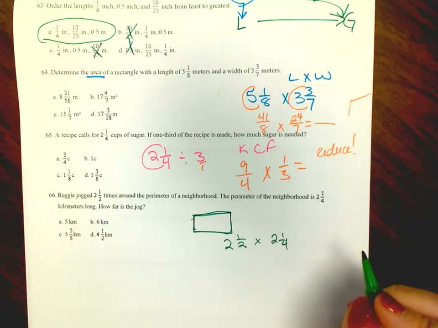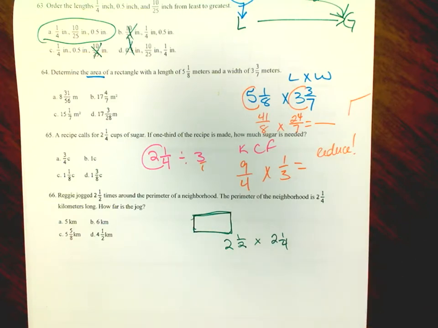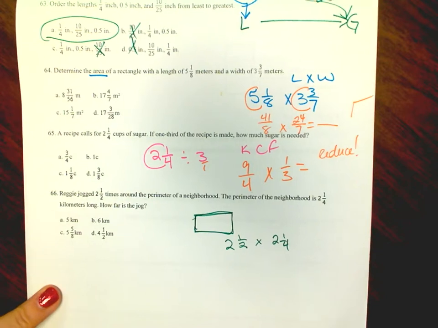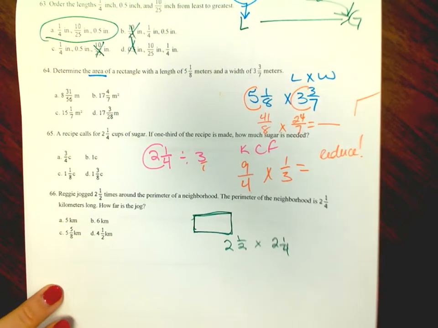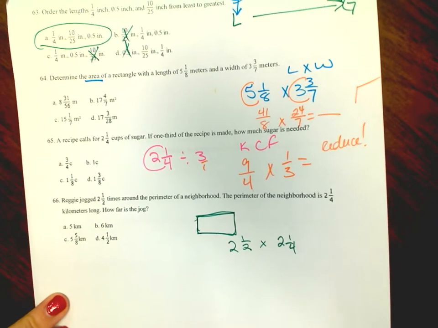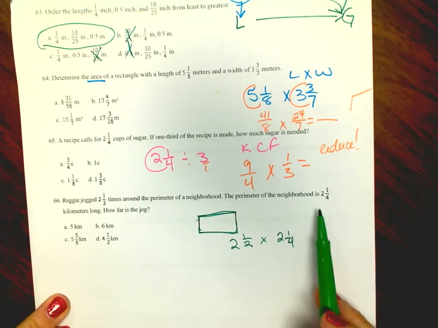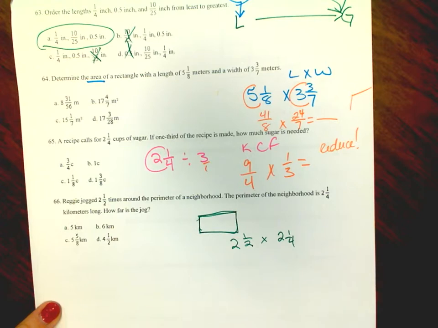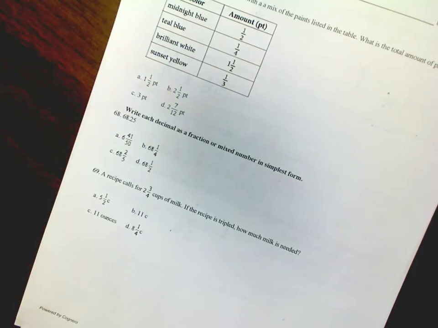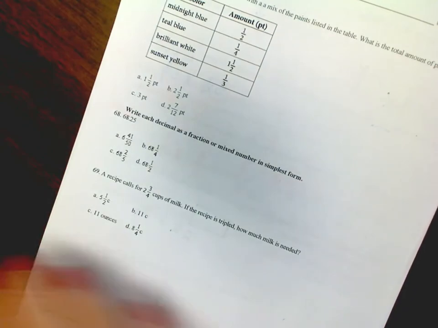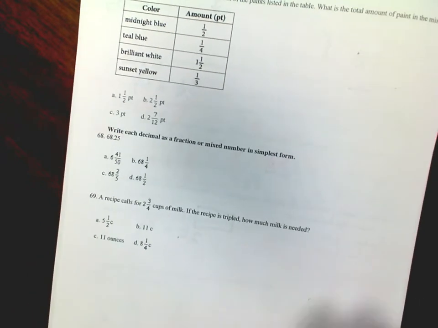But ask Miss Harrison about that one, because I'm not sure my answer matched hers on this one. How far was the jog? 2.5 times the perimeter of the neighborhood is 2 3/4 kilometers long. How far is the jog? $67.